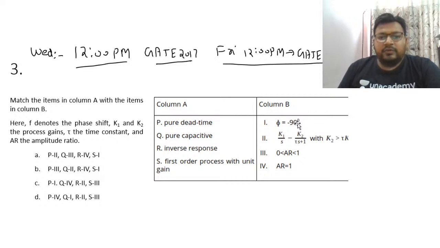No, because phi is minus TD omega into 180 by pi. Is this the transfer function? No, the transfer function is e to the power minus TD s. क्या amplitude ratio 0 to 1 के बीच में रहता है? No, the amplitude ratio for the dead time is 1. So this is the correct thing. So for P, 4. Now before going to Q, just match the option first, P to 4. So P2 wrong है, P3 wrong है, P1 wrong है, P4 correct.